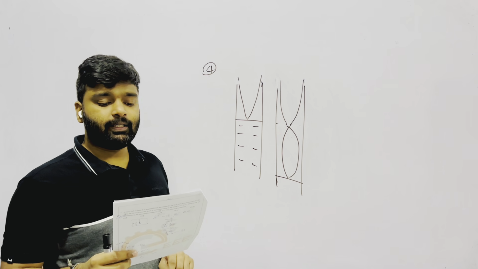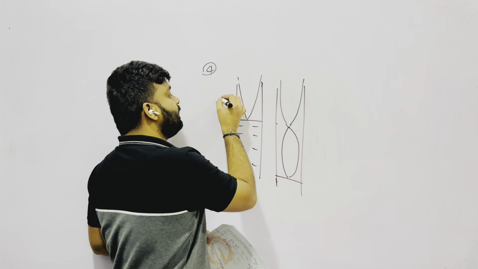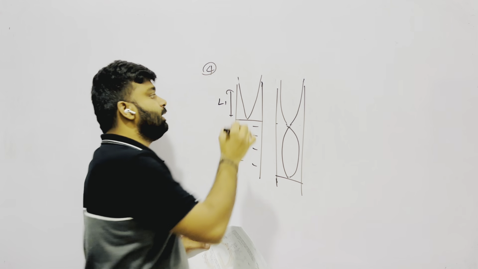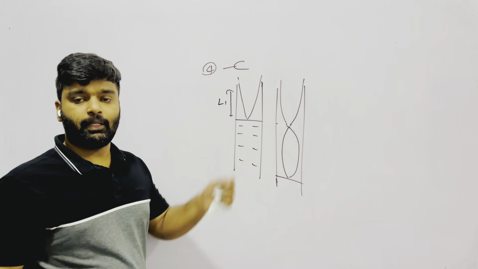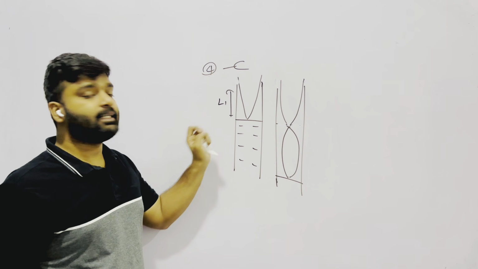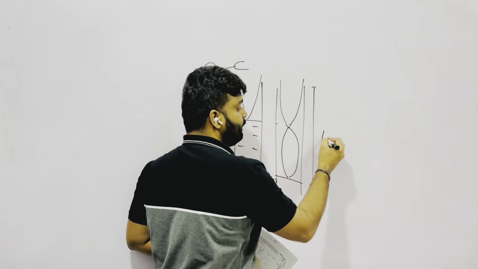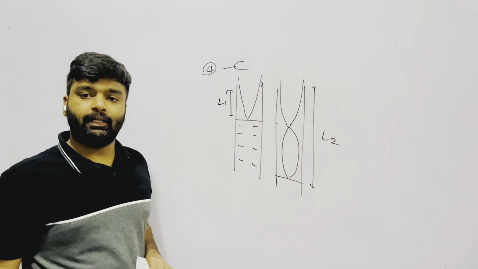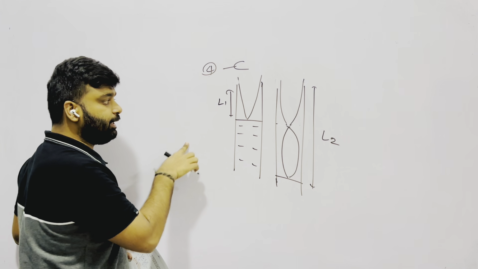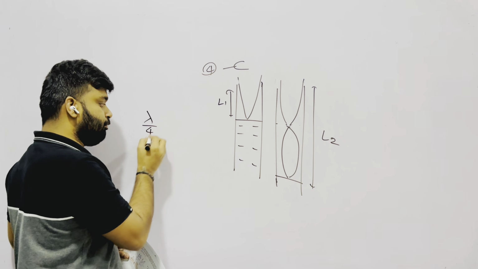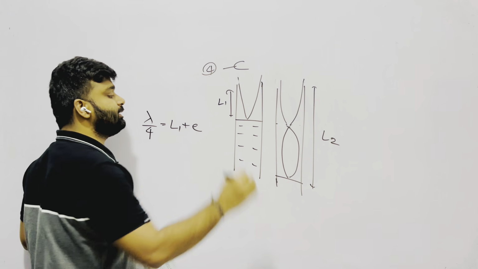Question number 4. It is our practical 14 in our syllabus. The initial length is L1. When a pipe closed at one end is made to vibrate by a tuning fork, a resonance is heard at the length L1. Again, the resonance is heard at the length L2. From this, we can find the wavelength. One loop is equal to lambda by 2. Therefore, half a loop is equal to lambda by 4. That is equal to L1 plus an end correction E.